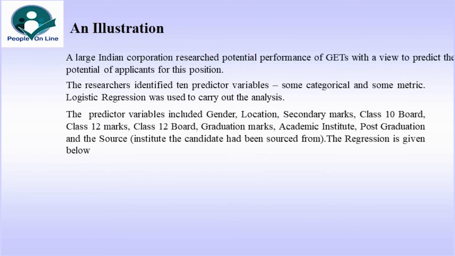The predictive variables included gender, location, secondary marks, class 10 board, class 12 marks, class 12 board, graduation marks, academic institute, whether the subject underwent post-graduation or not, and the source, basically the institute the candidate had been sourced from. The regression is given below.